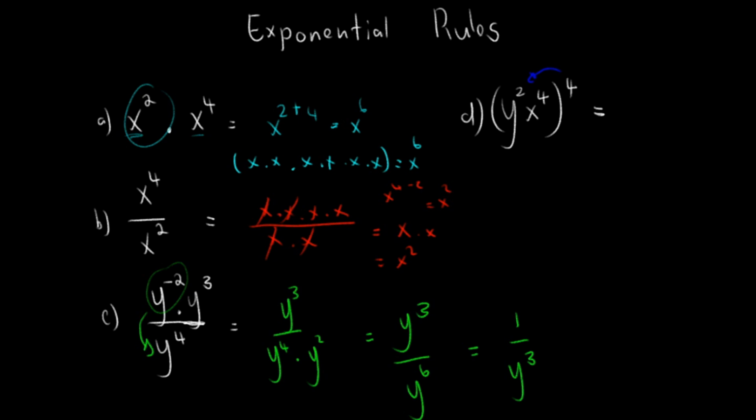So for the next one, we have y raised to the 2nd power multiply x raised to the 4th power, all raised to the 4th power. For this example, we need to multiply the 4 with every single exponent in the parentheses. If we put this into theory, it would look something like this: y raised to the 2nd power raised to the 4th power multiply x raised to the 4th power raised to the 4th power. Now we can solve it. What is 2 times 4? That gives me y raised to the 8th power multiply x raised to the 16th power. And this will be my final answer.